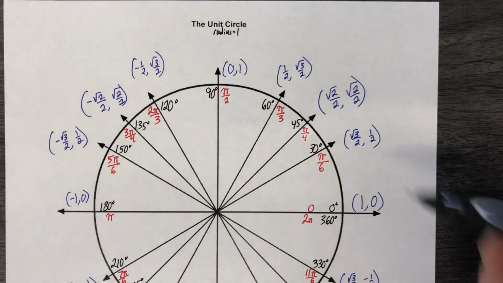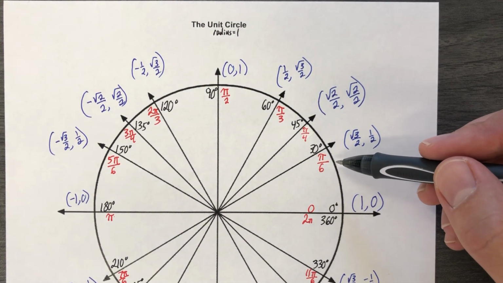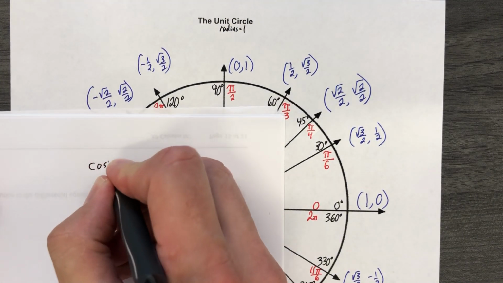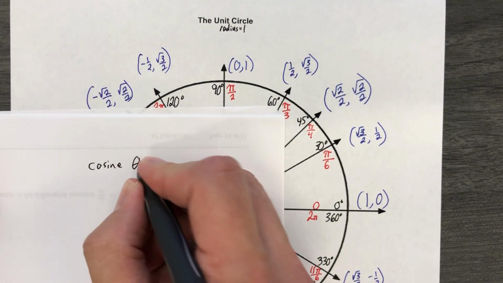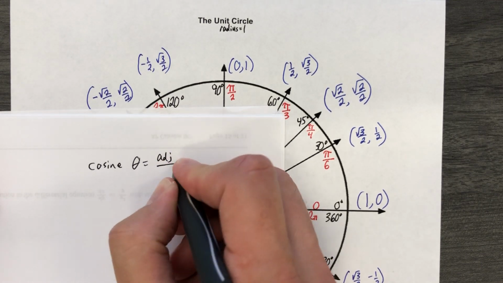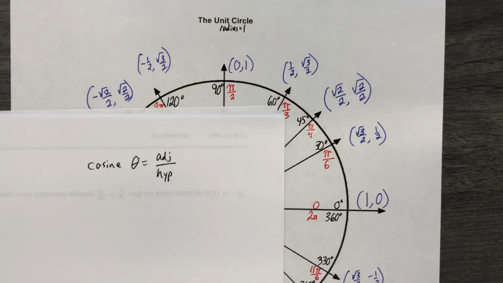Question for you. What's the cosine of 30 degrees? Or you could say cosine of pi over 6 if you want to talk radians. Let's just talk about it. The cosine of some angle theta is equal to the adjacent side, the leg adjacent to that angle, divided by the hypotenuse, correct?